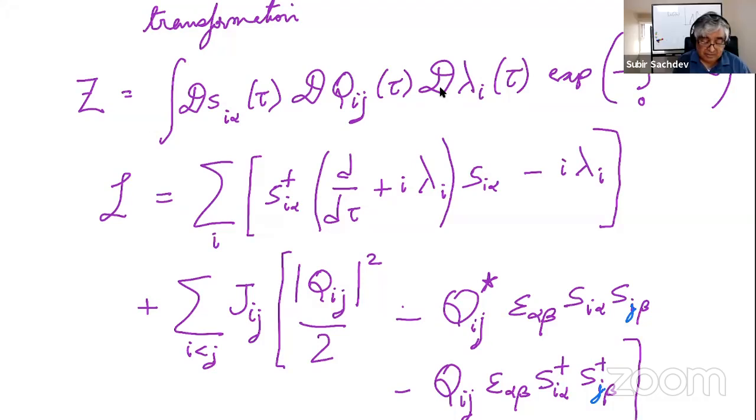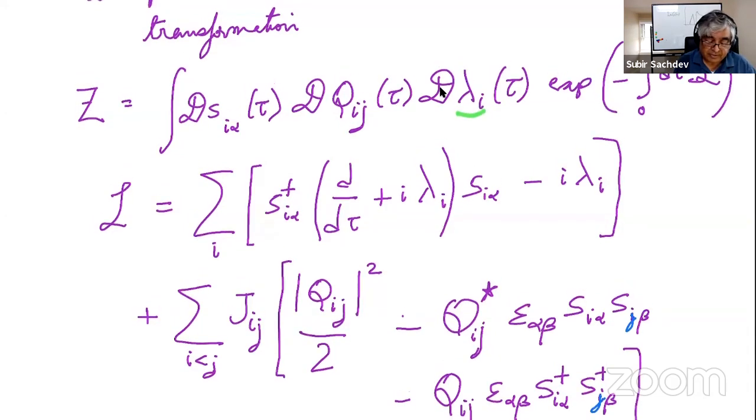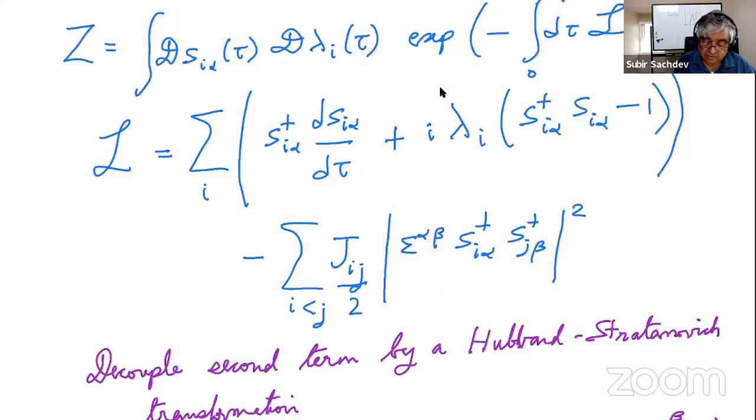So S alpha on site i is just a complex number on every site, for spin up and down, for all time tau. Qij is a complex number on each link of the lattice. And lambda is a real number on each site of the lattice. Although pretty soon we're going to deform the lambda integral in the complex plane to reach a saddle point. But right now we're thinking of lambda as a real number, because only when it's a real number does this constraint get imposed.